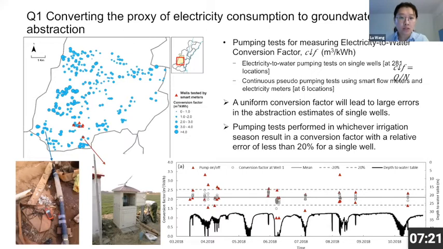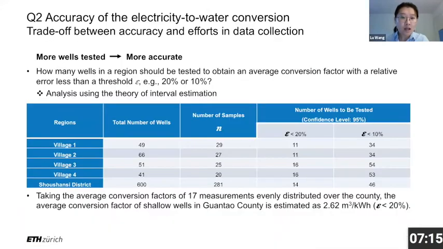Thus, we recommend to do pumping tests at each well to achieve higher accuracy. Next, please. However, in practice, it is usually not feasible to do pumping tests so intensively. Here raises the question, to estimate total groundwater abstraction in a region, at least how many wells should be tested to achieve a required accuracy?